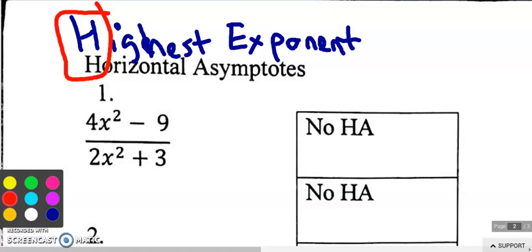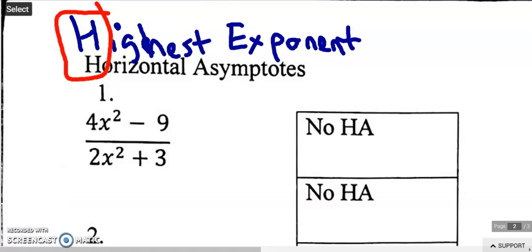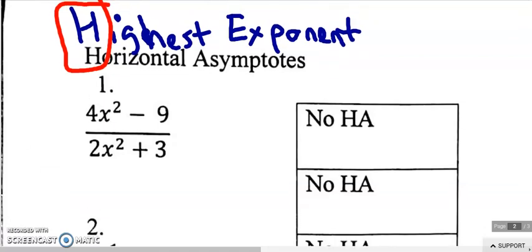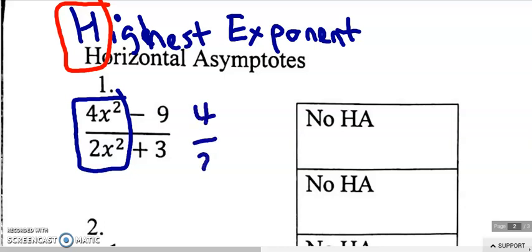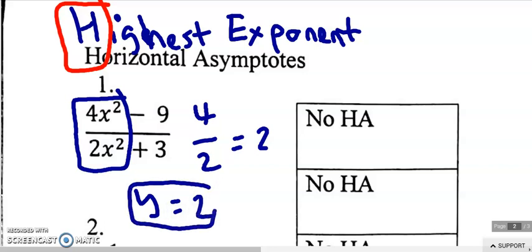All right, so when I look at example number 1, I notice that the highest power of x is the x squared. So what I'm going to do is isolate the x squared in the numerator and denominator. And then I'm just going to simplify that isolated fraction. So if I take 4 divided by 2, it simplifies to 2. So my horizontal asymptote occurs when y equals 2.